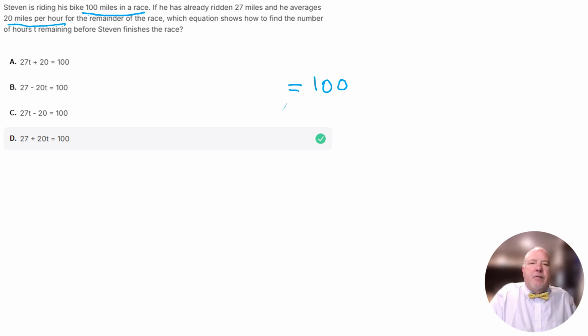So he's ridden 27 already, and then he's riding 20 miles per hour, so that's going to get added on. You've got the 27, and then you're going to add on the additional miles at 20 miles per hour, and that's just going to be 20 times t. And that gives you your answer. Now, if this wasn't multiple choice and you wrote it the other way, 20t plus 27, that would also work. But the answer is in the same form that I gave you here. Just remember that it could be switched around.